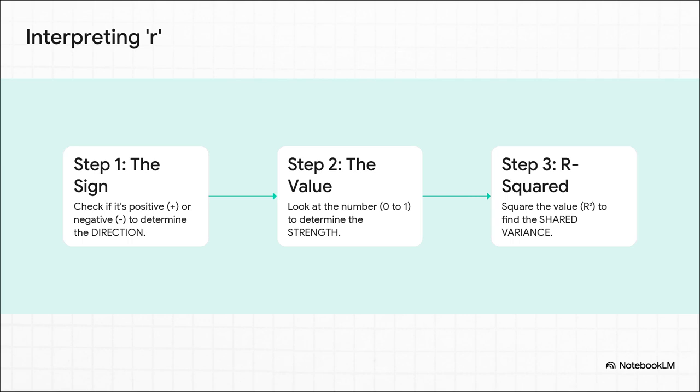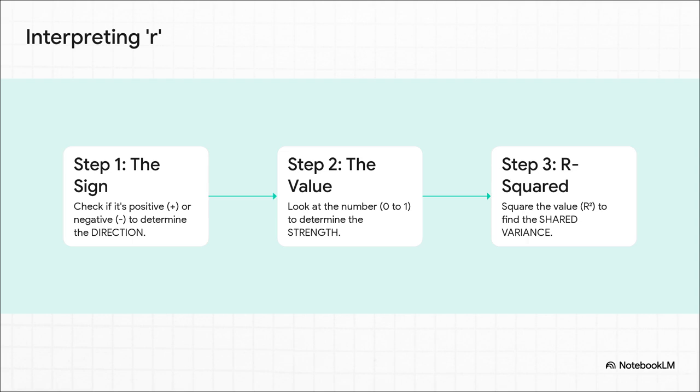Is it plus or minus? That tells you the direction. Is it an upward or downward slope? Second, look at the number itself. Just ignore the sign for a second. The closer that number is to 1, the stronger the relationship is. So an R of 0.8 is way stronger than 0.2.